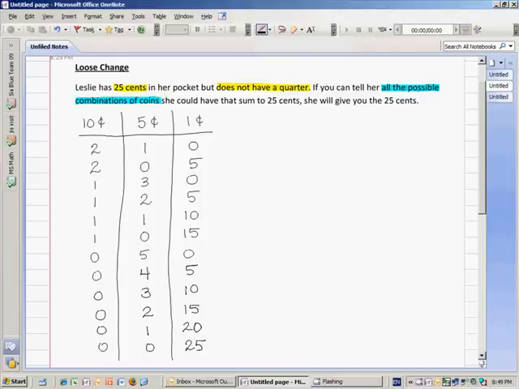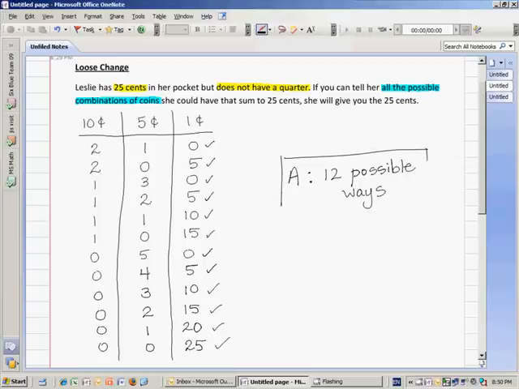Let's remember what the question was asking for, and that was all the possible combinations. So now we go through and we count: 1, 2, 3, 4, 5, 6, 7, 8, 9, 10, 11, 12. We summarize our answer by stating that there are 12 possible ways that she could have 25 cents in change without a quarter. Don't forget to identify your answer and always double check to make sure that you are answering the question correctly before you submit your work.